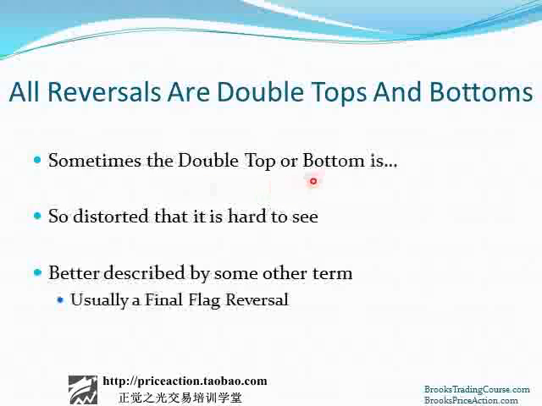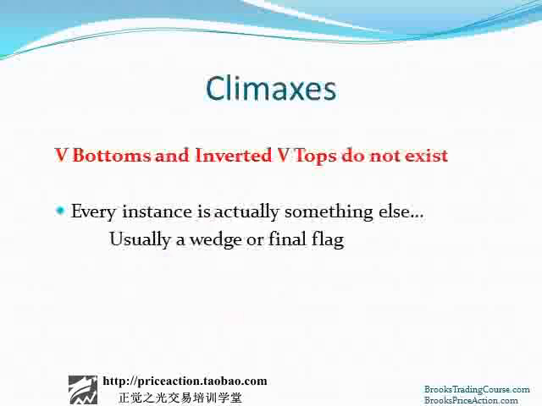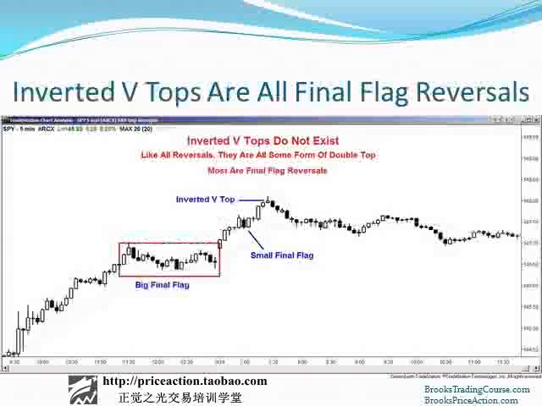Sometimes the double top or bottom is so distorted that it's hard to see, and it's usually better described by another term, like a final flag reversal. V bottoms and inverted V tops do not exist. Every instance is something else, usually a small final flag or a wedge. So at the extreme, you could say, hey, there's no double top here.